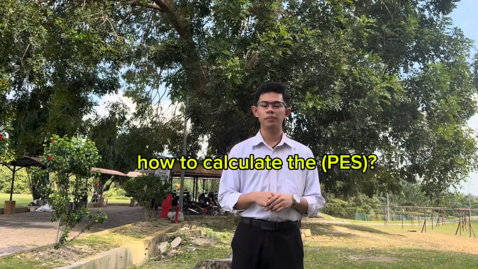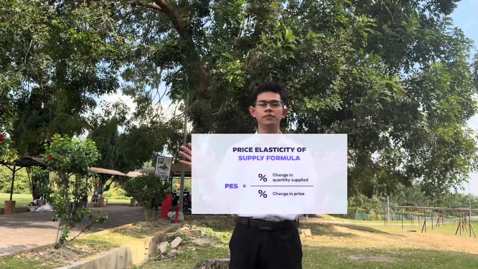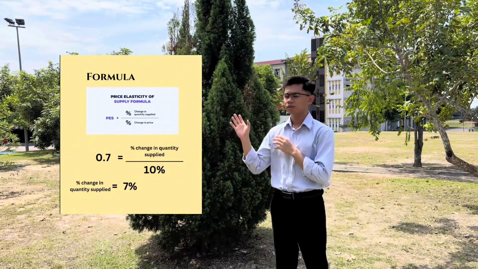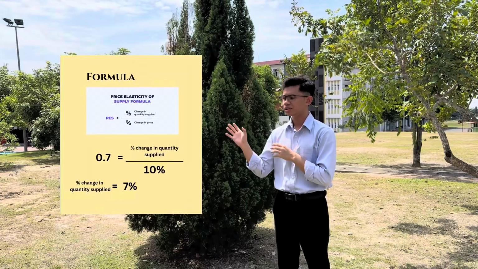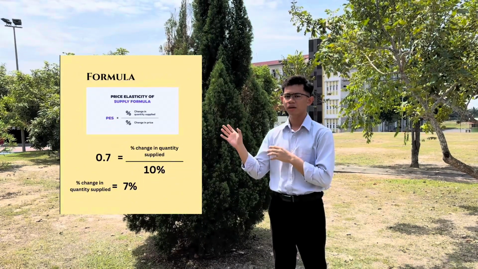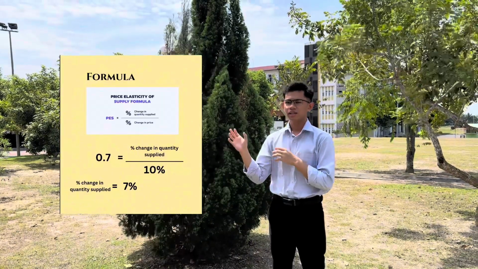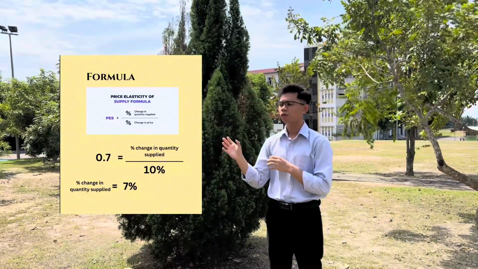How to calculate the PES? Here is the formula. According to the PES of Maju Auto, which is 0.7, we put 0.7 in the formula. 0.7 equals the percentage change in quantity supplied divided by 10%. 0.7 multiplied by 10% equals 7% change in quantity supplied. Since Maju Auto is dealing with a price elasticity of supply of 0.7, it is inelastic supply.